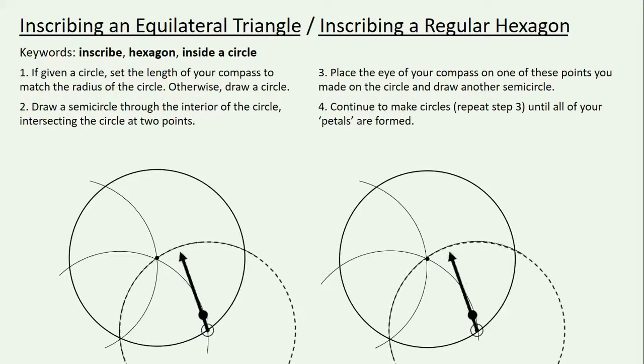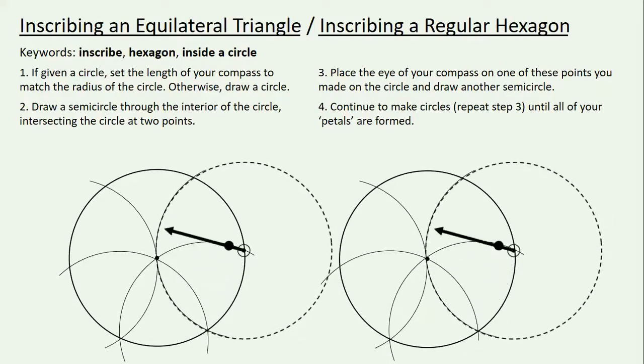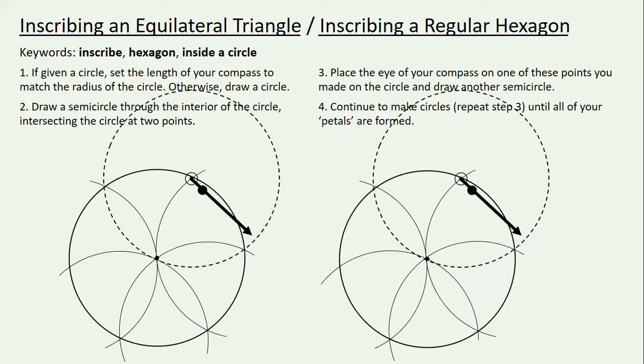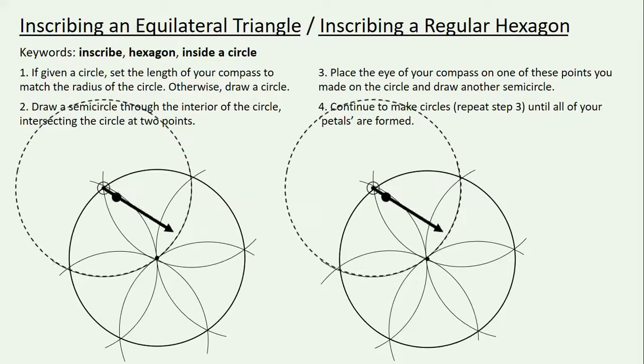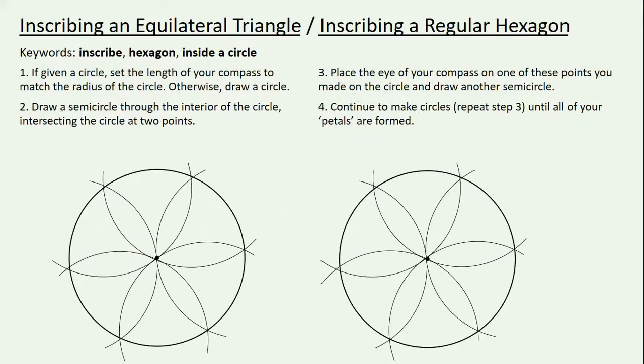So our eye goes on our next point of intersection, and our next, and our next, and our final point of intersection. Notice that my flower on the right is a little lopsided. It's okay if it's just a little lopsided.